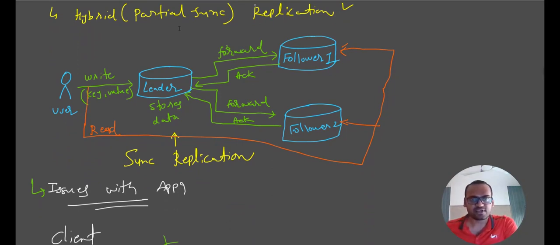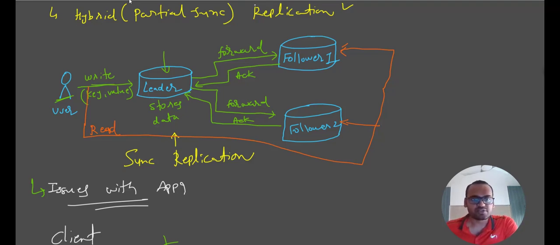Let's say we have a leader database here. This is the leader database, which we call the master node, where all our data is stored. This is a user from any application: a social media application, a video streaming application, a banking application, whatever the application can be. The database is what we use as persistent storage.